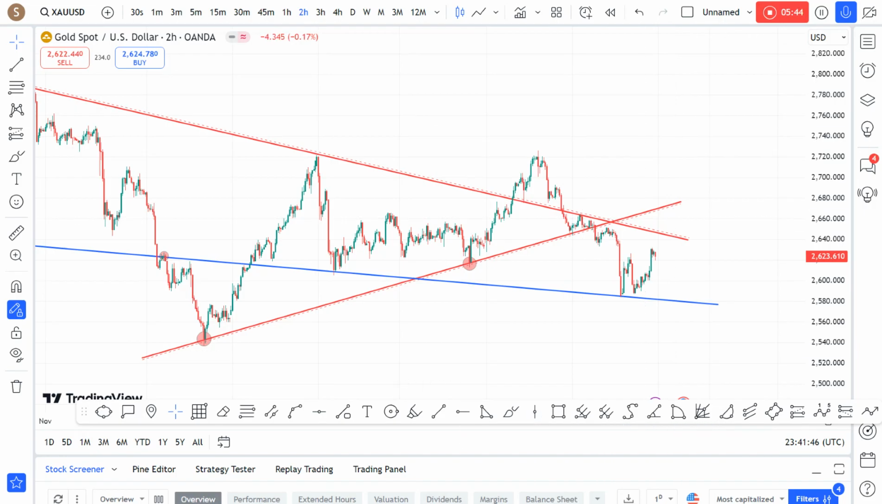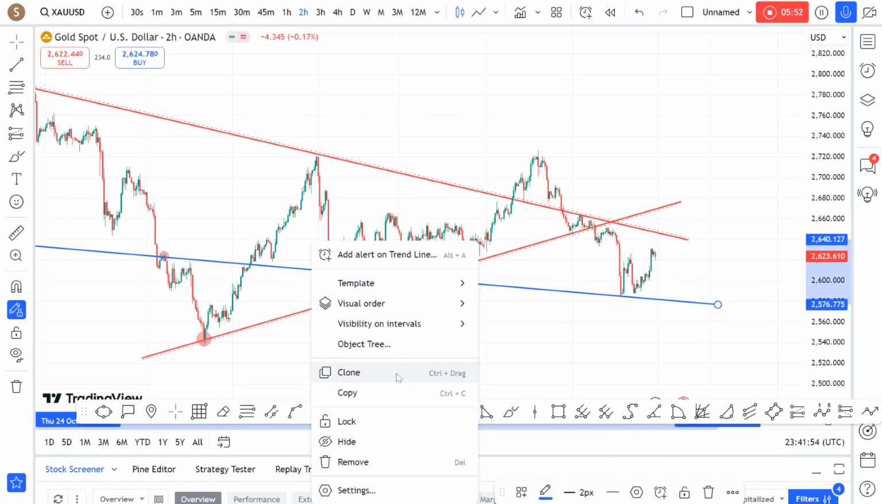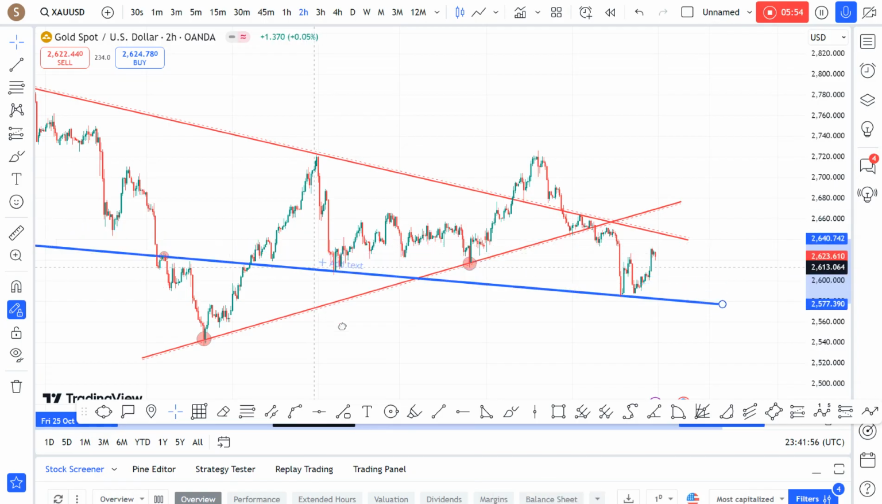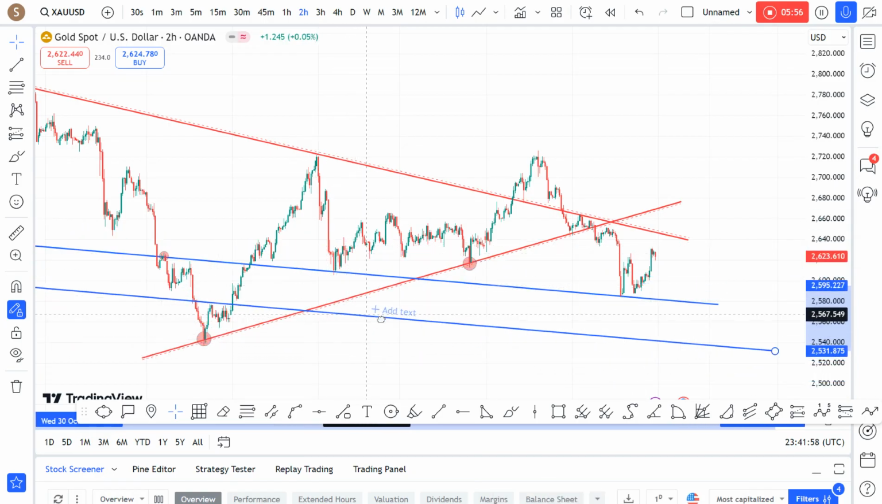But before price will upswing, I need to look at certain parameters. Those parameters will guide our bias. Let's clone this structure because this structure will be responsible for the next sell.